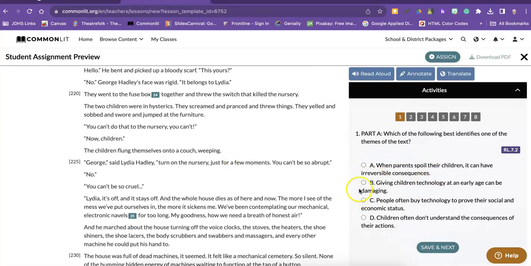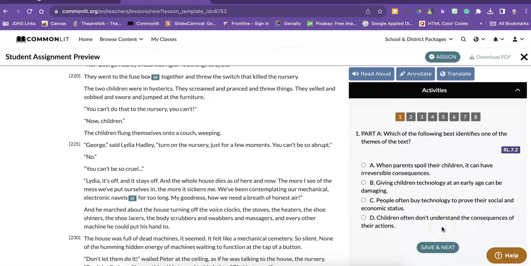Notice that once you answer each question, it says save and next. You need to push that button. When you are finished with all of the questions, there will be a submit button down here, and you need to be sure and submit, or it will not allow me to grade it.